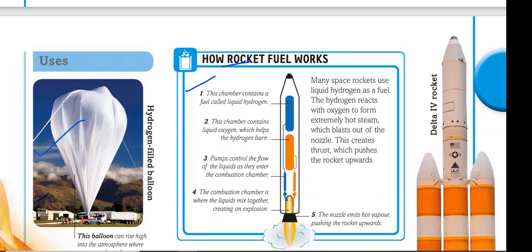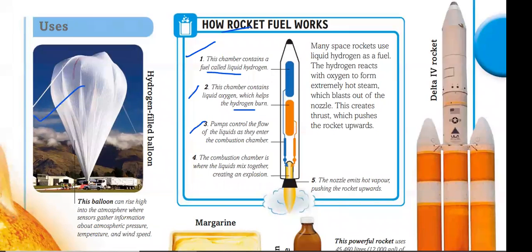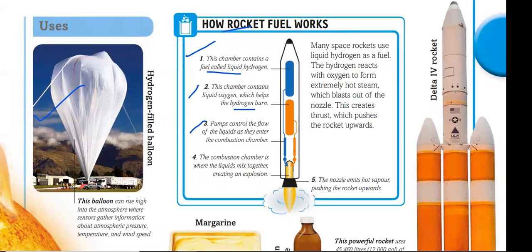This chamber is filled with liquid hydrogen. Another chamber contains liquid oxygen, which helps the hydrogen to burn. Also there is another chamber in the rocket. The pumps control the flow of liquids as they enter the combustion chamber. Another point: the lower part of this is the combustion chamber where the liquids mix together, creating an explosion.